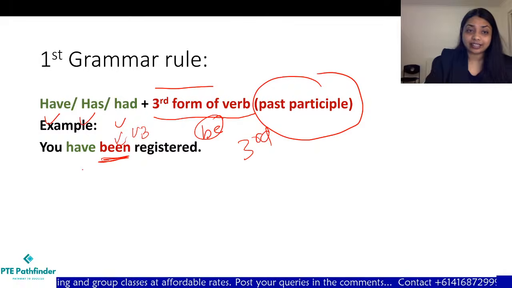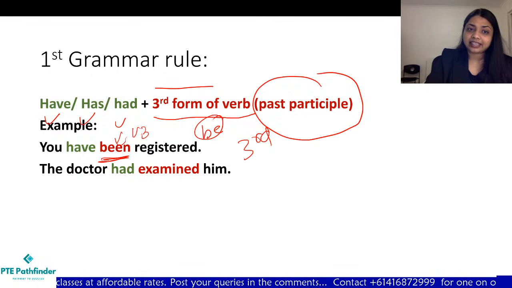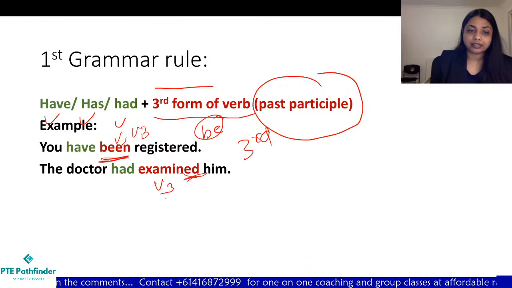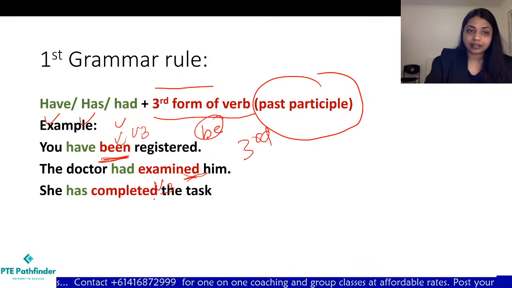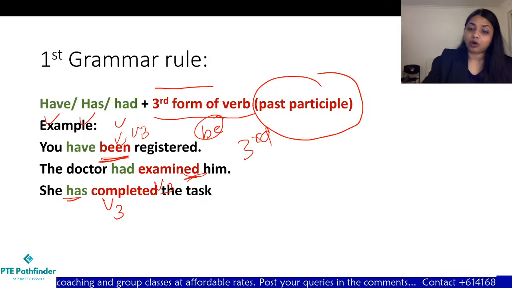Let's have a look at another example. The doctor had examined him. Remember the words ending with ed. Again, this is a past participle, V3. Then, she has completed the task. After has, we also use the V3 form of the verb.